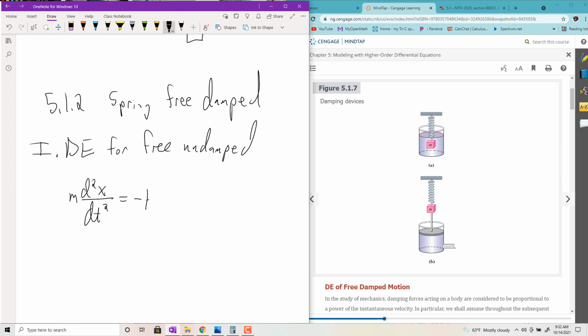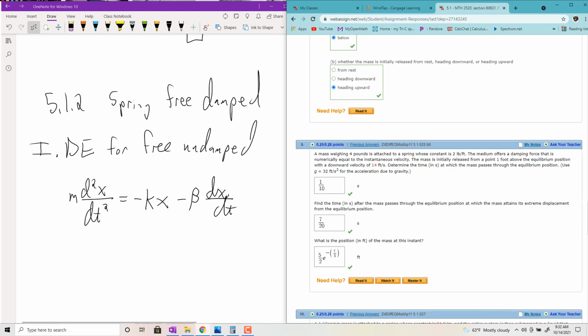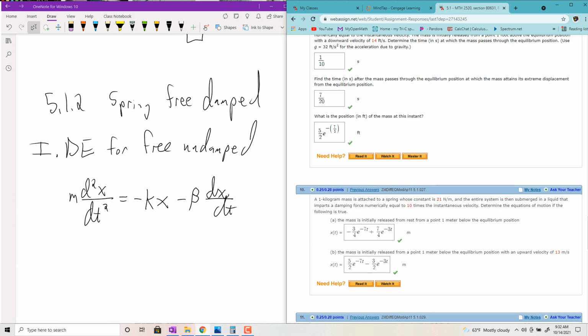So normally it would just be negative kx, but then we're going to subtract away this damping constant, which will slow the motion, right? So negative beta times the velocity, dx over dt. And that would be the damping force. When they describe it in the exercises, they'll say something like the damping force is numerically equivalent to 10 times the instantaneous velocity. But what they're telling you there is the beta value. They're saying beta is 10.